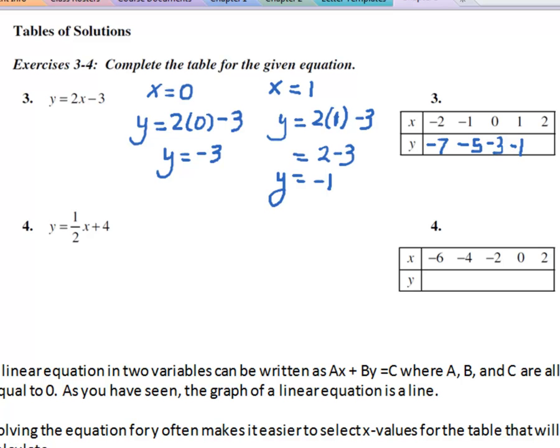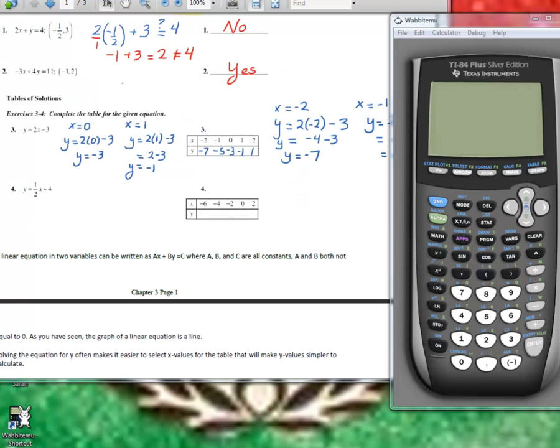And you may be seeing a pattern here. You notice that our y values are 2 apart when our x values are 1 apart. So our y value for x equals 2 then must be 1. And that is a nice feature of lines.